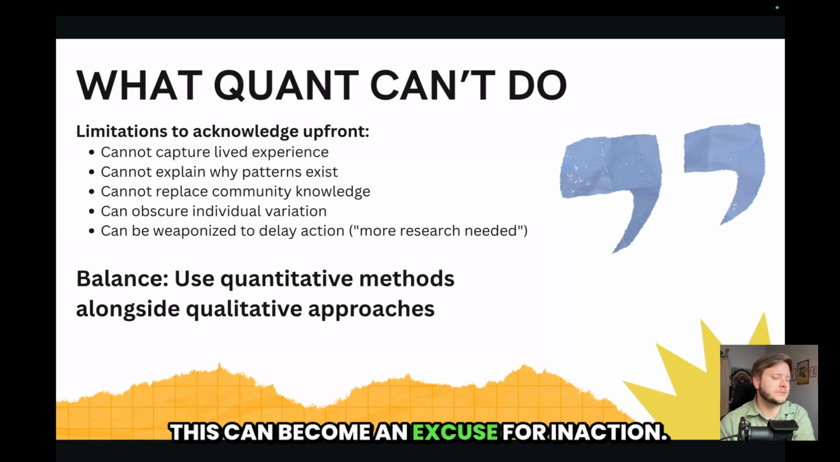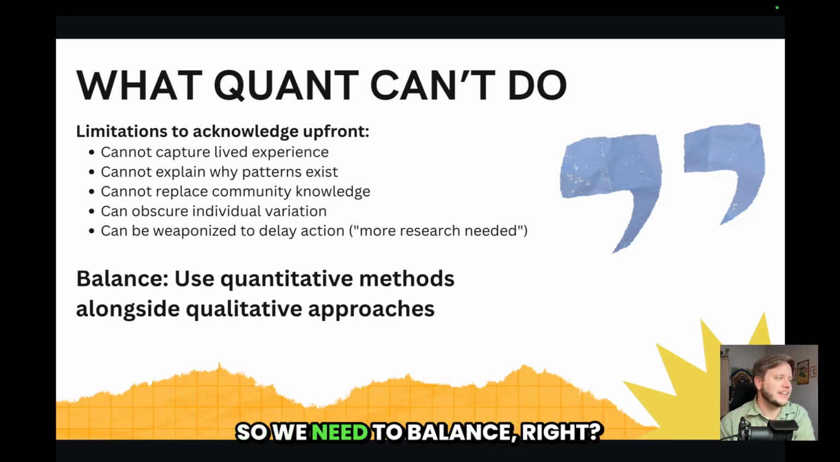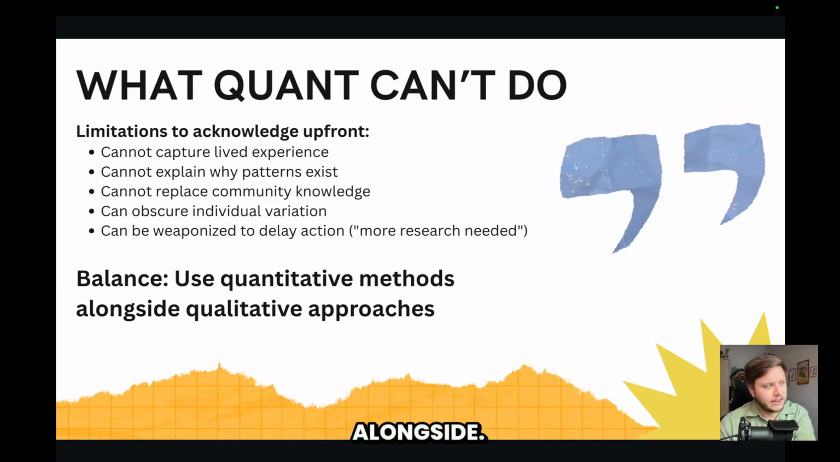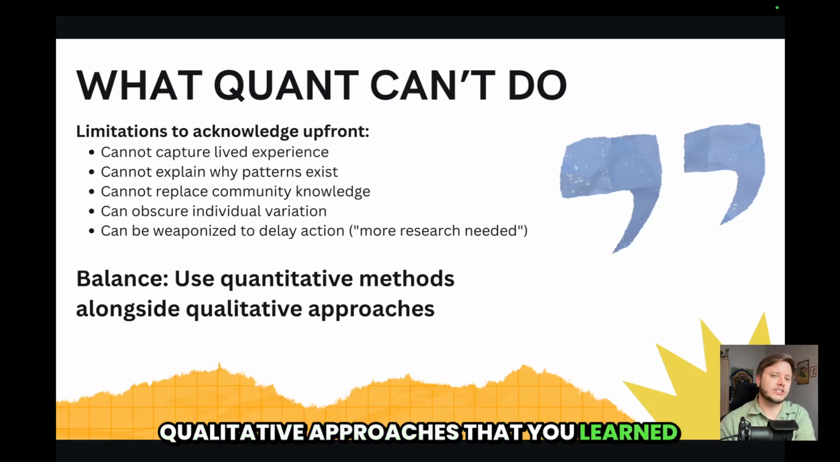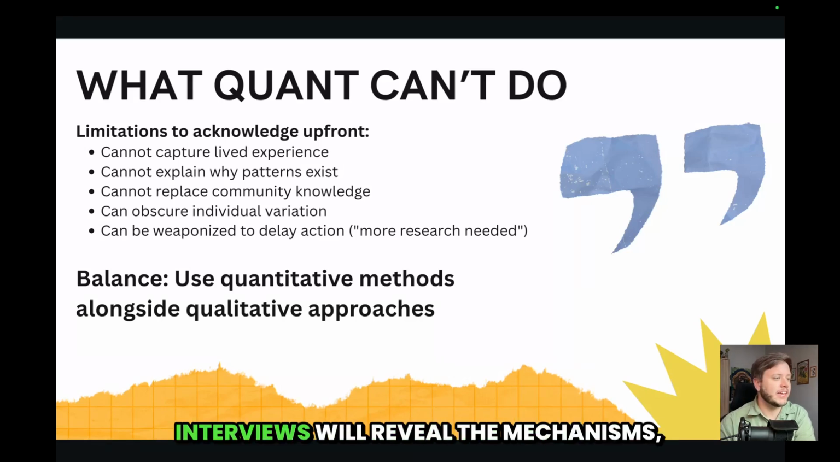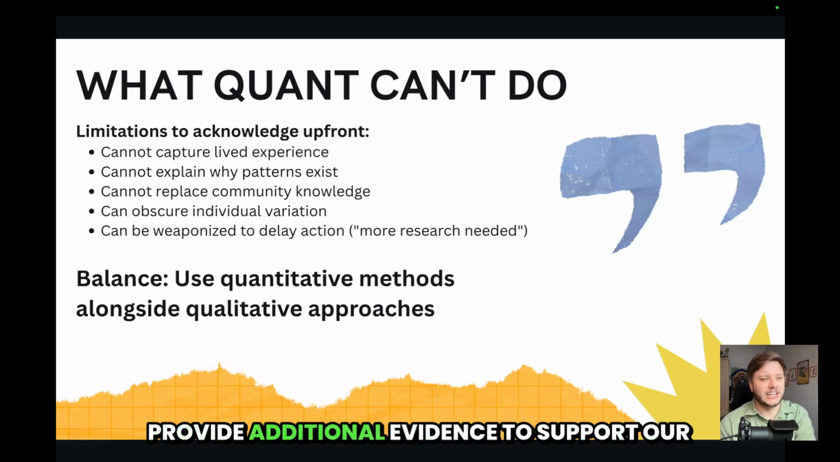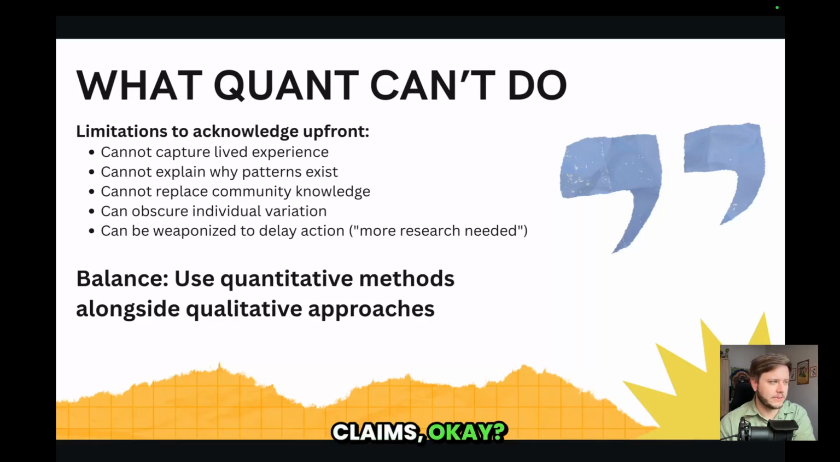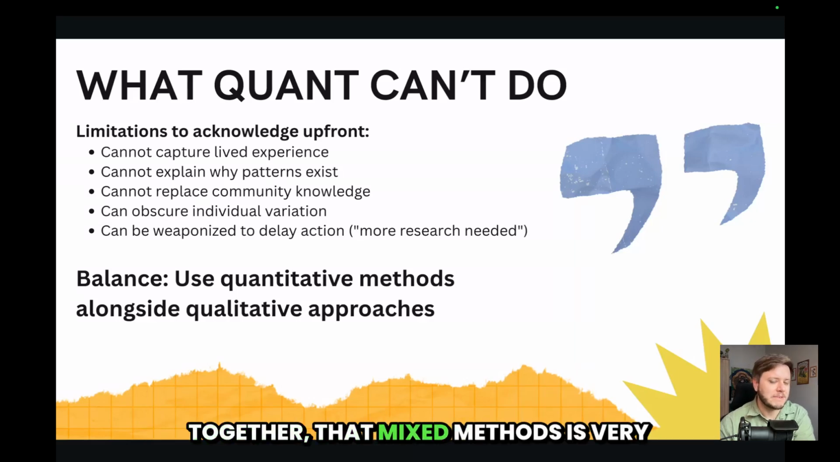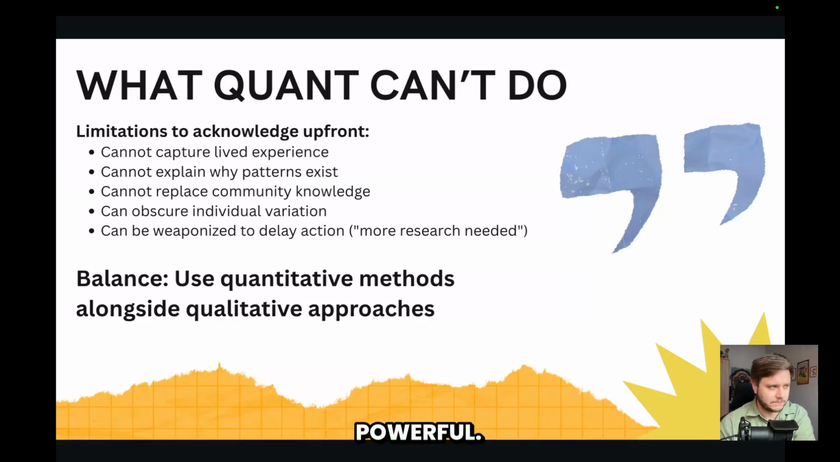This can become an excuse for inaction. So we need to balance, right? We need to use quantitative methods alongside the qualitative approaches that you learned earlier in the modules. Interviews will reveal the mechanisms, statistics will reveal the patterns and provide additional evidence to support our claims, okay? Together, that mixed methods approach is very powerful.